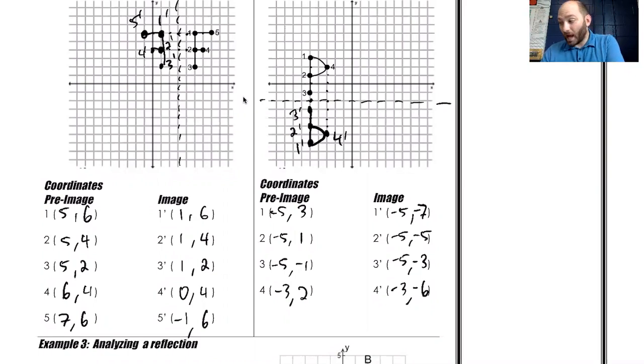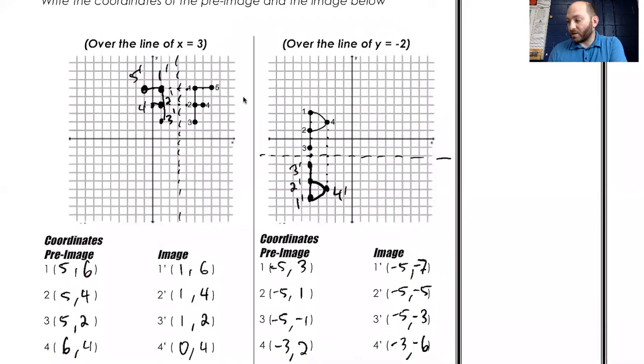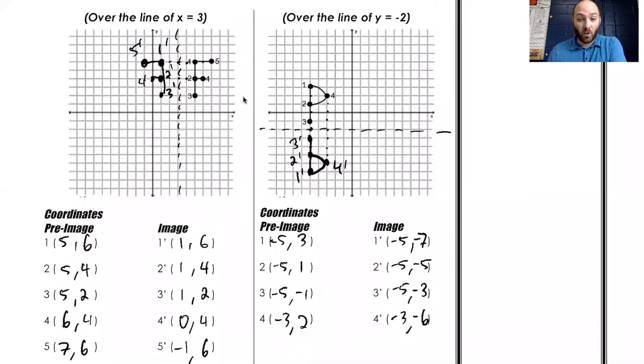One thing I would highlight is that when I reflected across the vertical line, all of the y values actually stayed the same. Okay, the only thing that changed was the x values. Okay, same thing over here. When I reflected over the line y equals negative 2, so it reflects over a horizontal line, all the x values stayed the same, but the y values changed. Okay, just something to be aware of as you work through something like that.